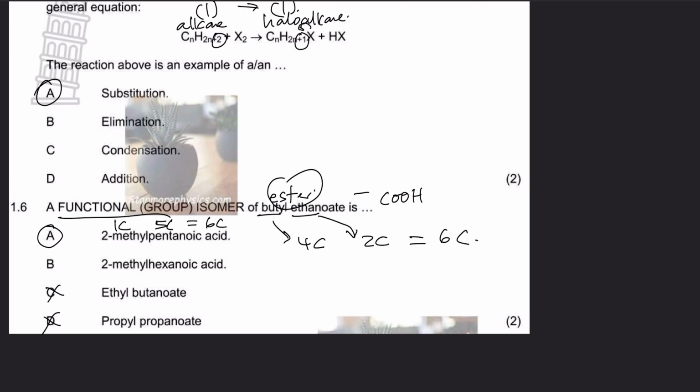Let's make sure. So B is 2-methyl hexanoic acid. That's 1 carbon. That's 6 carbons. That's a total of 7 carbons. We can't increase the number of carbons. Remember, this is an isomer. So the answer is A.